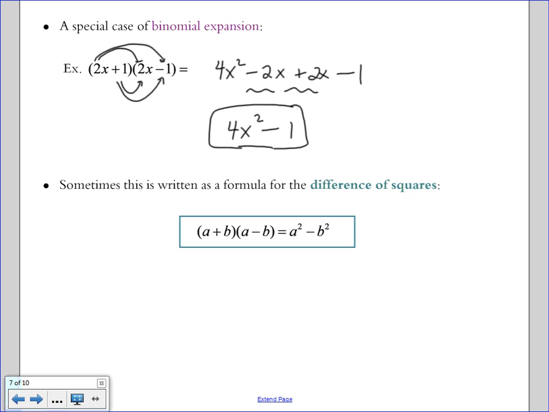Sometimes this is written as a formula, known as the difference of squares formula: if you see 2 factors being multiplied together, where one is the same as the other but with a minus instead of a plus inside, you can automatically write the product as the first squared minus the second squared. So that's why it would be called the difference of squares, which you can see works in the example that we just did. I tend not to use the formula. I always just distribute it all out, and you end up with the same answer.